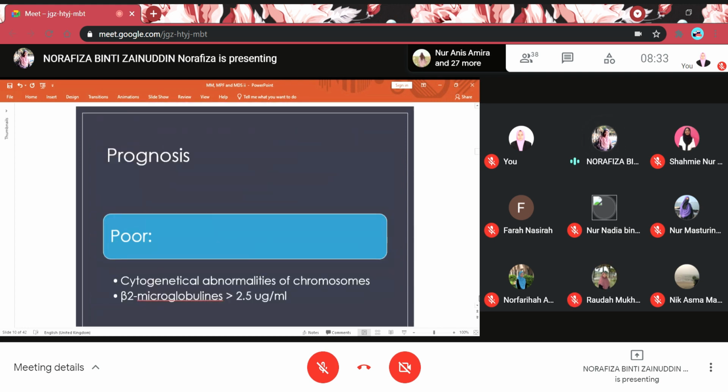Okay, so for prognosis in multiple myeloma, beta-2 microglobulin is a powerful prognostic factor, and a value of less than 4 microgram per mil is considered a good prognostic factor with a median survival of 43 months. Whereas those presented with cytogenetic abnormalities of chromosomes and beta-2 microglobulin of more than 2.5 microgram per mil is considered as poor prognosis.